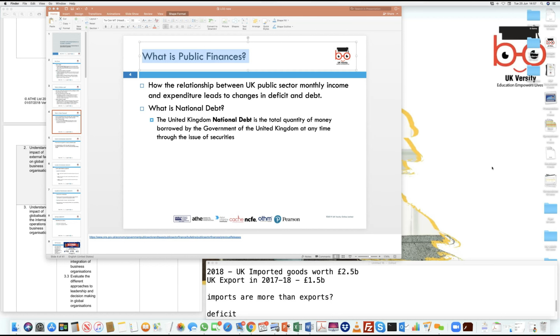Similarly, when the government looks at managing its finances, from the receipts, that means the taxes it receives or money it raises, to the money it spends, it is called public finance.